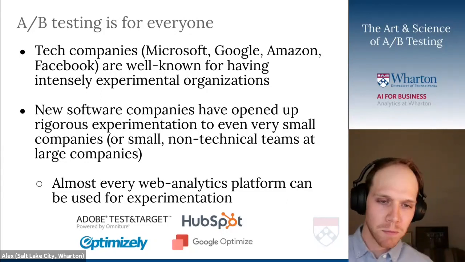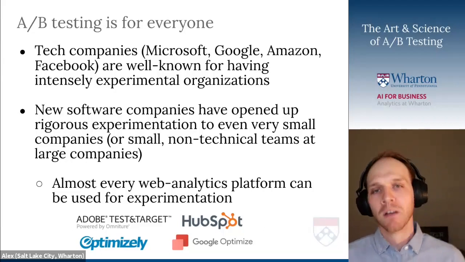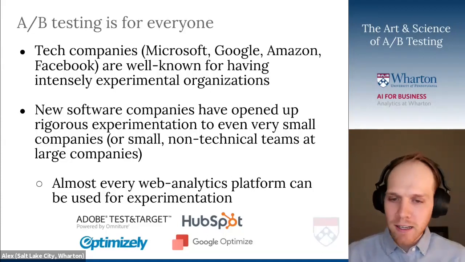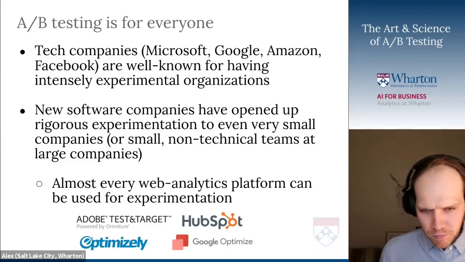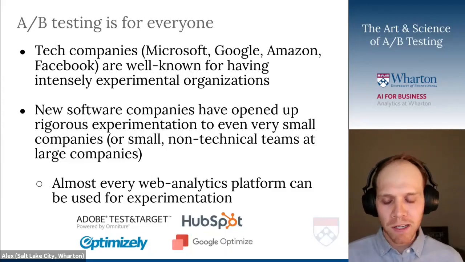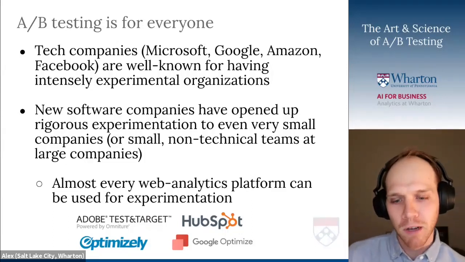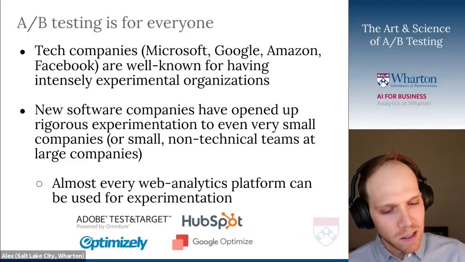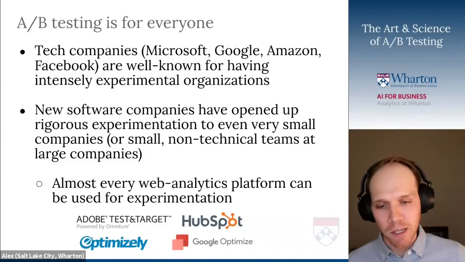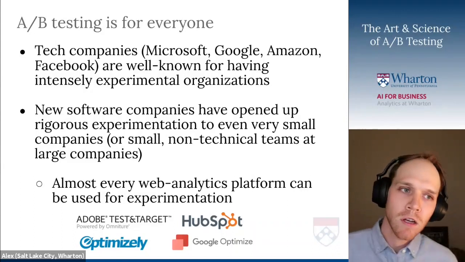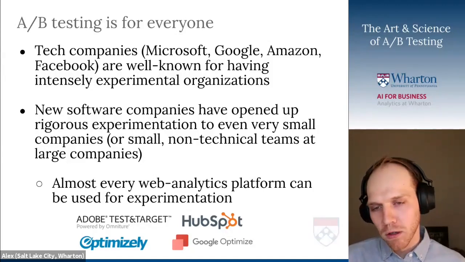There's a number of software companies that have emerged in the past 10 years or so that have opened up the possibility of running rigorous randomized experiments to even very small companies or even small non-technical teams at large companies, right? So almost every web analytics platform and mobile analytics platform has the capability of running experiments, whether you use Adobe, HubSpot. Optimizely is a tool which is specifically designed to help you run experiments on your website. And Google Analytics has this tool called Google Optimize, where you can, at small scales, run experiments completely for free. So there's really no reason at a technical level why you shouldn't be able to run experiments within your team at your company.